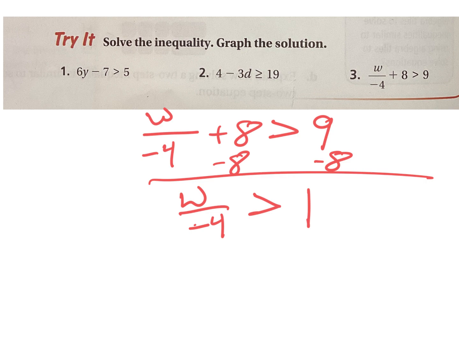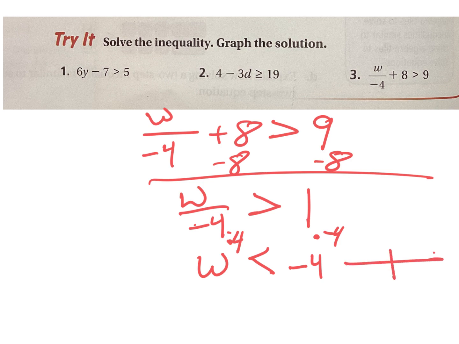Now, I got to get rid of this negative 4. So it's divided by negative 4. I'm going to times it by negative 4. Times by negative 4. That gets me W. Because I'm multiplying it by a negative, I have to switch that. 1 times negative 4 is negative 4.